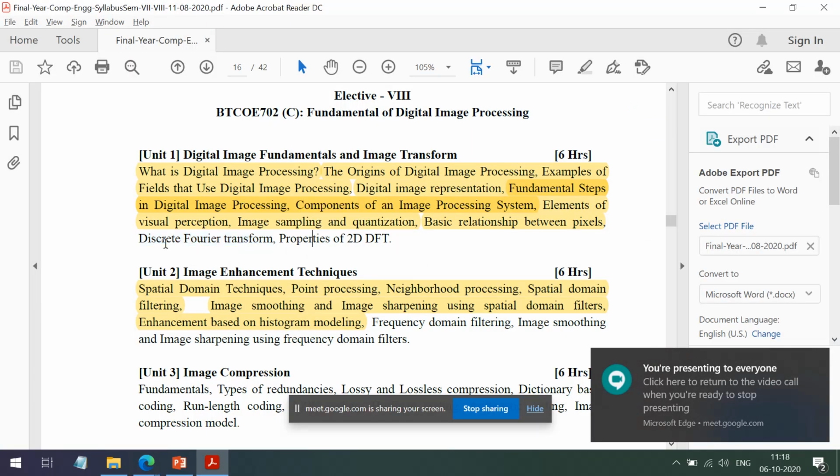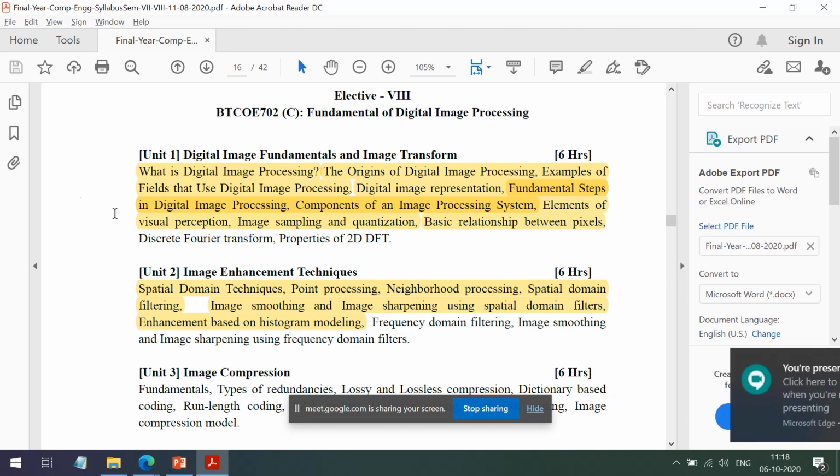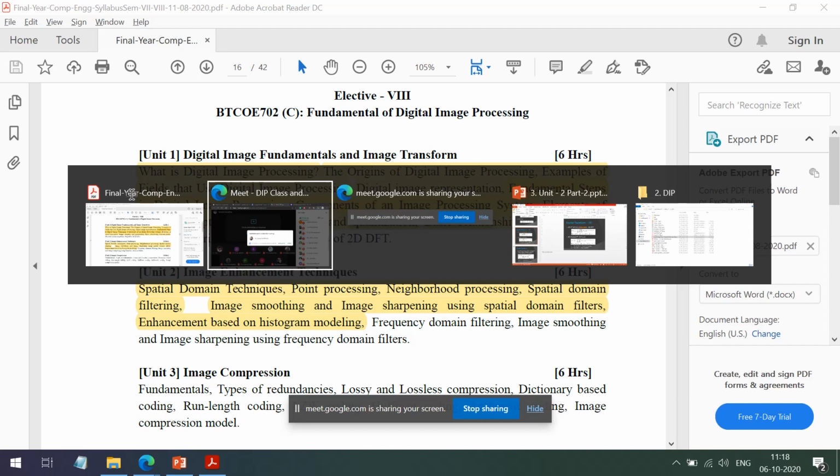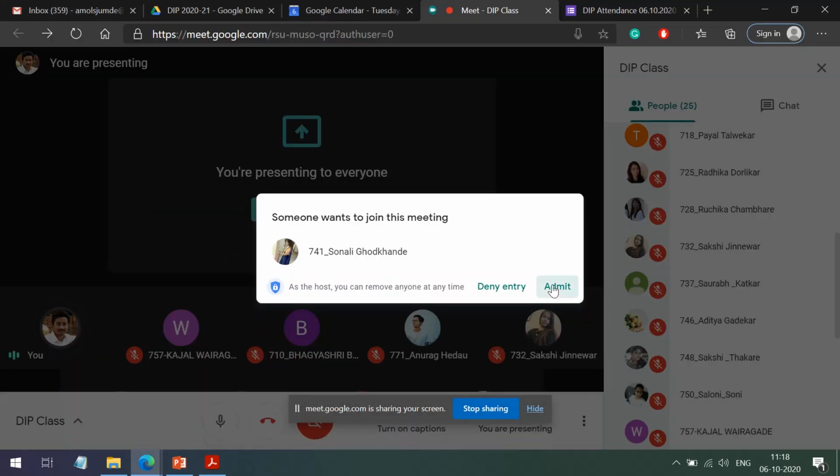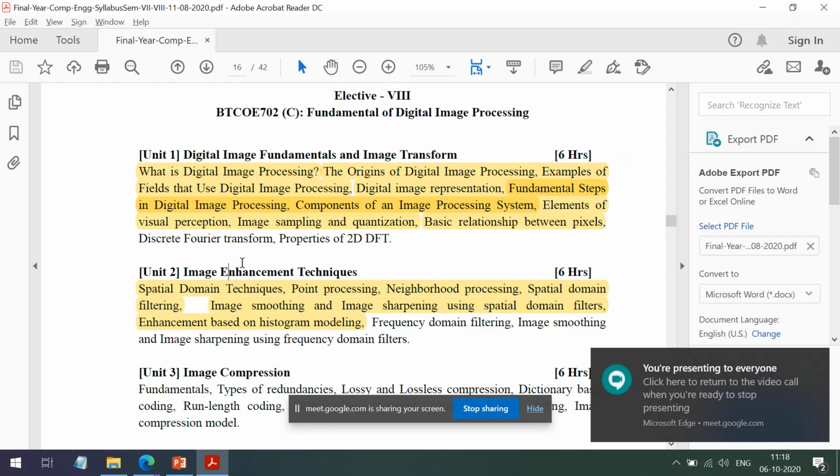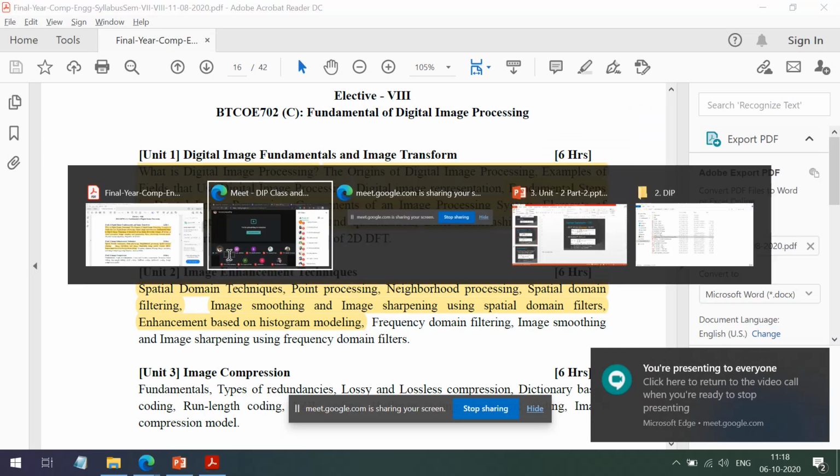So we have seen 4 versions of Fourier transform. First we have seen 1D continuous Fourier transform, then 2D continuous Fourier transform, then 1D discrete Fourier transform, and lastly we have discussed 2D discrete Fourier transform. So let me show you the equation.